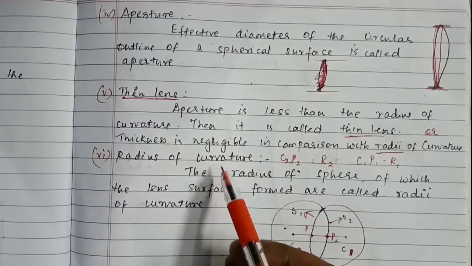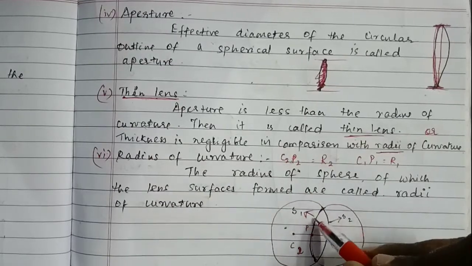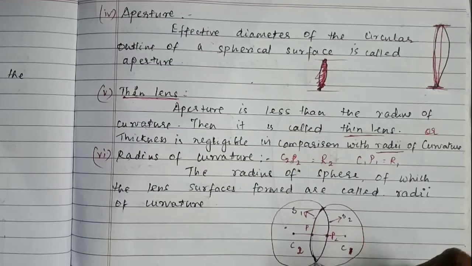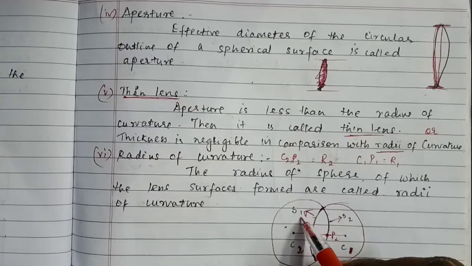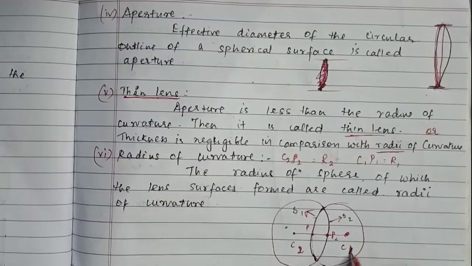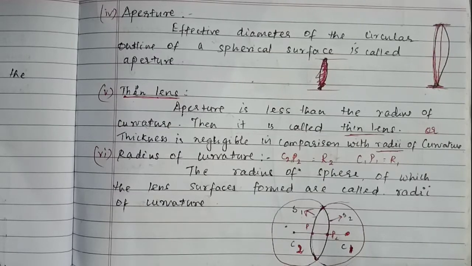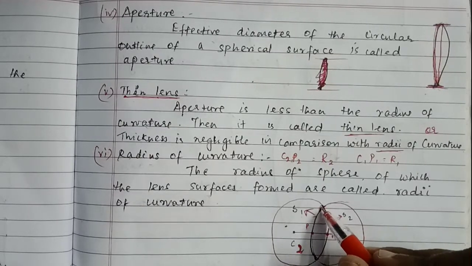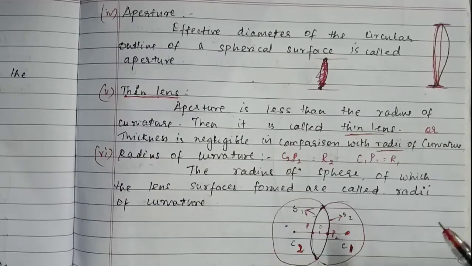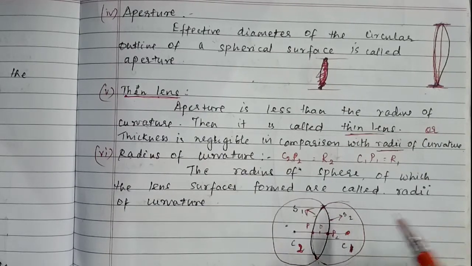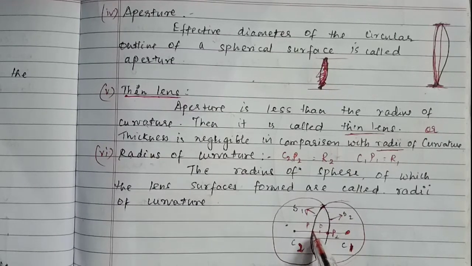Radius of curvature. See, I already showed you, this is a lens and this is surface 1 and this is surface 2. And this lens is a part of a sphere. For surface 1 the center of curvature is C1 and for surface 2 the center of curvature is C2. See, we always talk about thin lens. Actually, at the geometrical center there will be the optical center. But if the lens is very thick, we measure the distance from the pole.